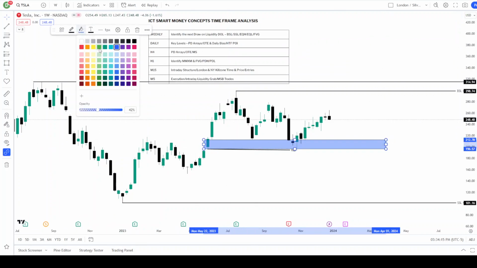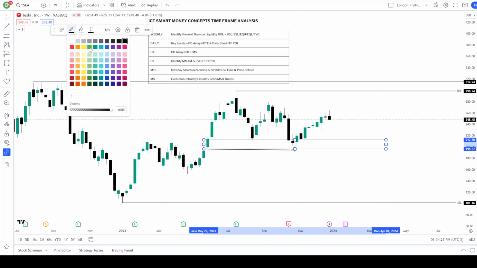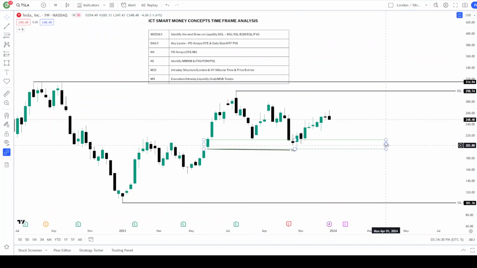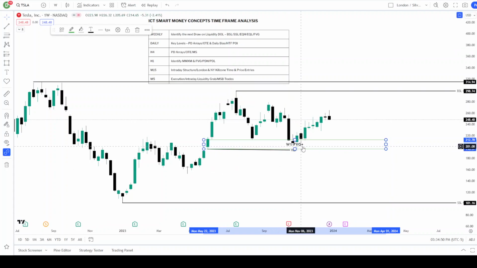The bullish fair value gaps on my charts are green, and I actually want to remove the boxes. On the bigger time frames, I don't like to see the boxes there; I just want the lines. So I'm going to make them green, and I'm going to label it W1 fair value gap plus. So that shows me that it's a weekly fair value gap, and it's a bullish fair value gap.